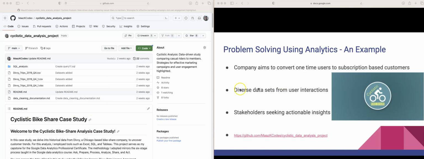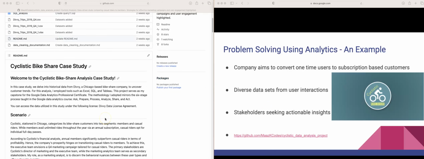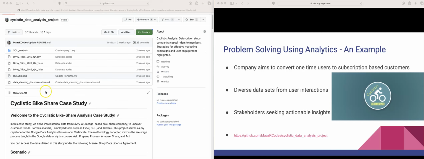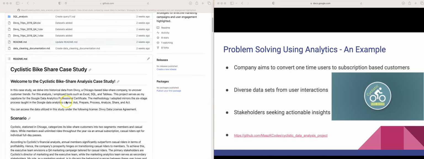Problem solving using analytics and examples. So for my example, I did a case study in which a fictional cycling company, a bike share company, aims to convert one-time users to subscription-based users. Diverse data sets from user interactions are included, as you could see above, and stakeholders seeking actionable insights, particularly marketing leaders and C-suite.